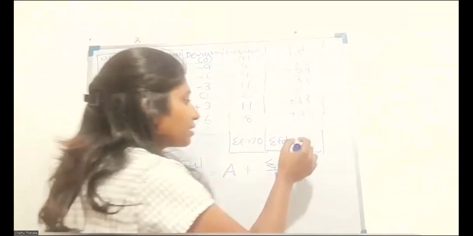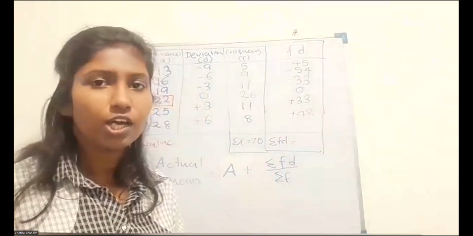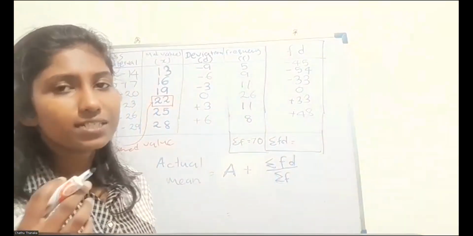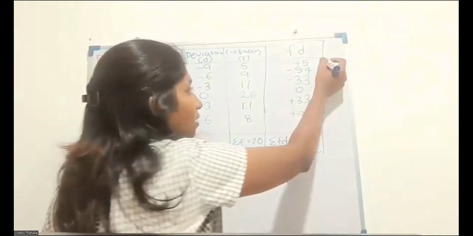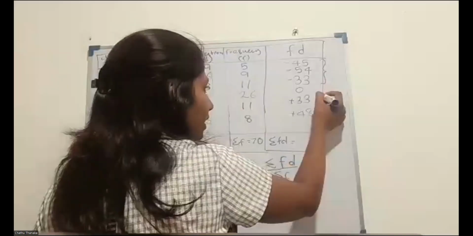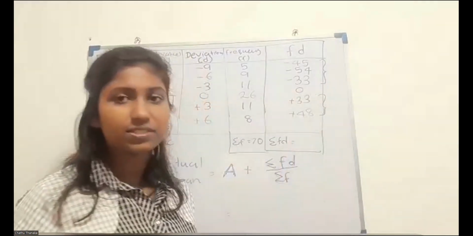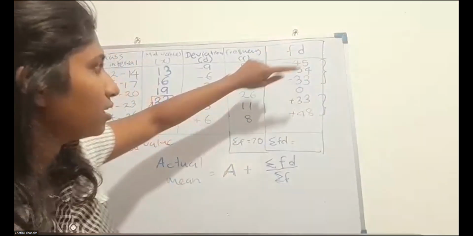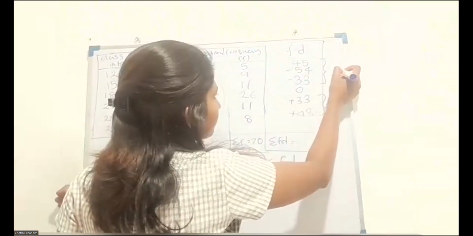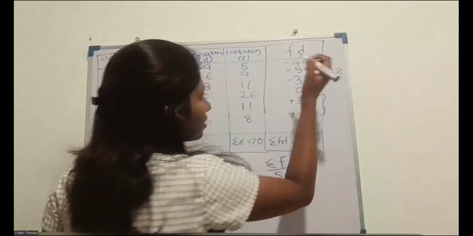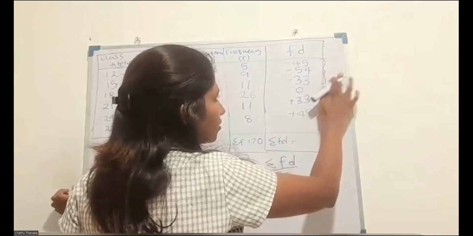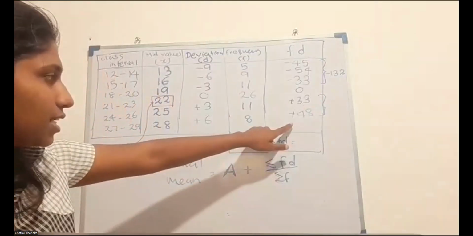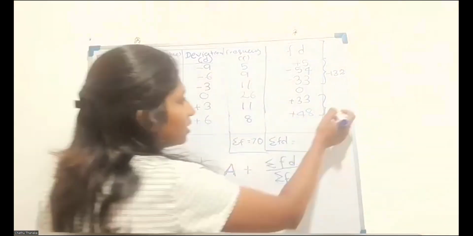Then for the next one, sigma FD. We have to calculate sigma FD. You can see negative values and positive values. No? So the first thing you have to do is get the sum of these negative values. Then take the sum of positive values. Then add. Now let's take here the value. Here 9. Negative 132. Okay, then here what is the answer? Positive values.